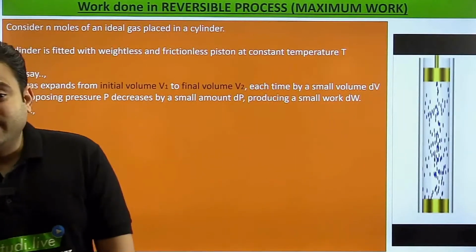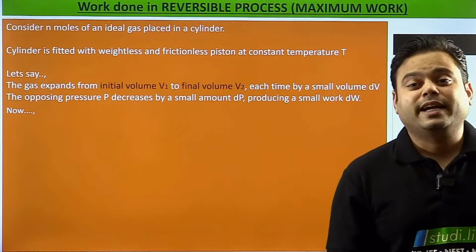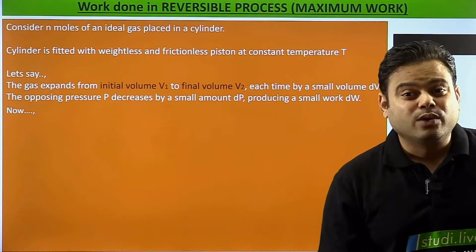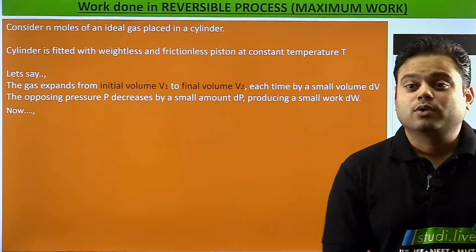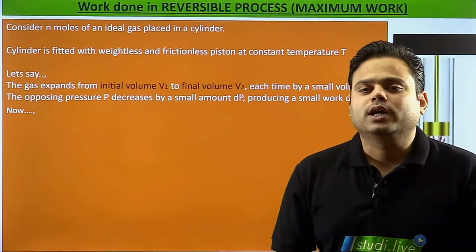That when a work is getting performed in n number of small steps, energy is getting conserved, energy is only getting converted into work, there is no loss of energy, and all the energy gets converted into work, and that is why we say that this is maximum work.